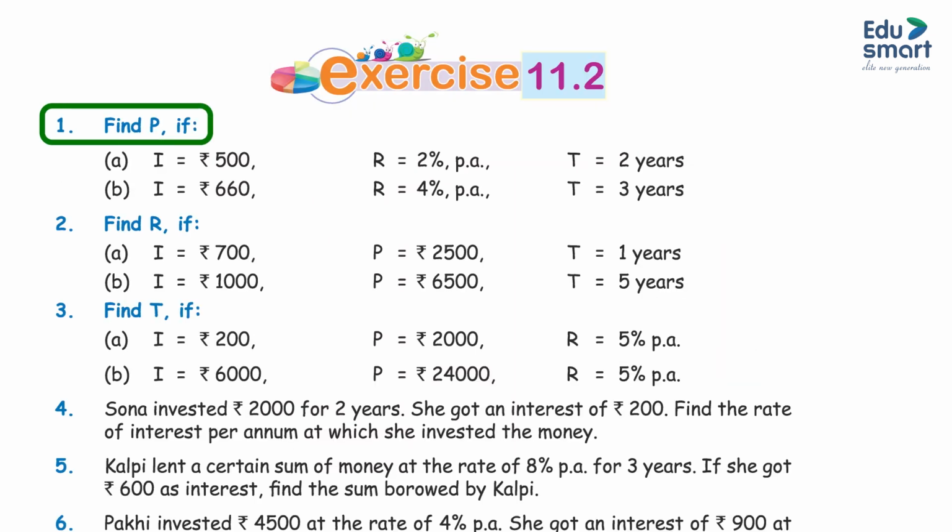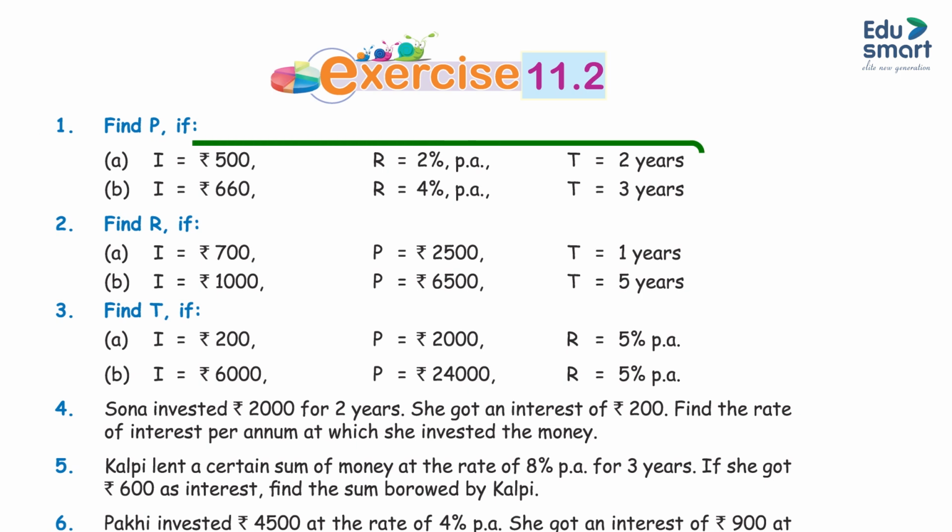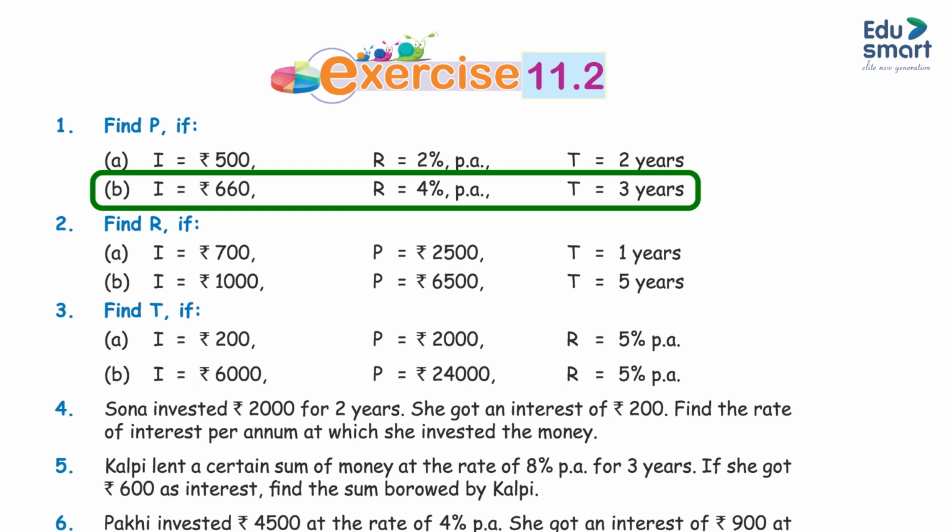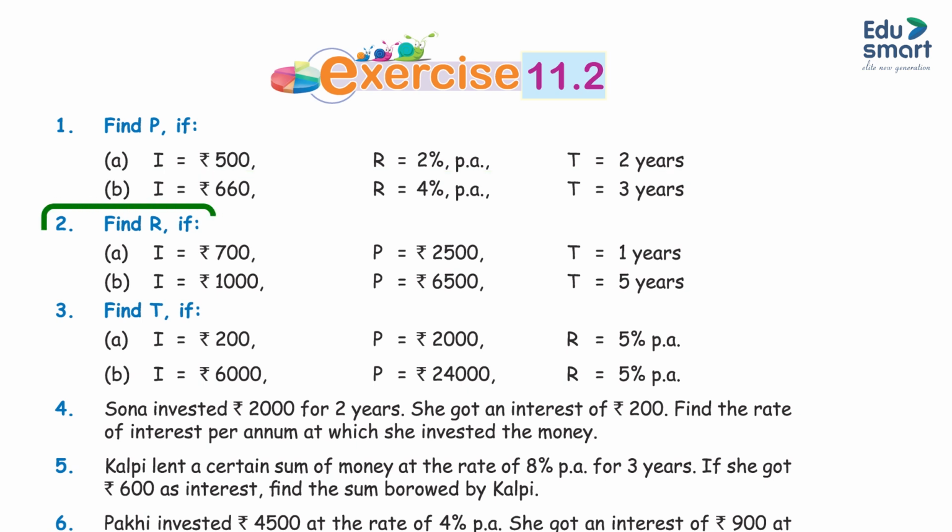Question 1. Find P if A. I equals 500 rupees, R equals 2% PA, T equals 2 years. Answer: 12,500. B. I equals rupees 660, R equals 4% PA, T equals 3 years. Answer: 5,005 years.